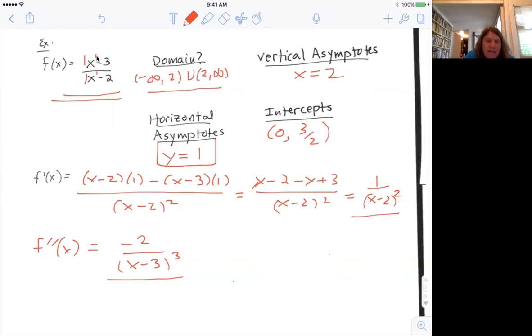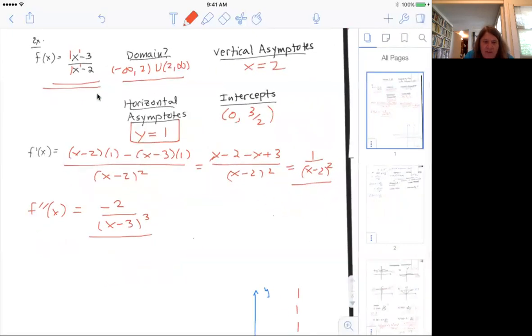Finally, if you have a power in the denominator that's higher than the power in the numerator on the highest power term, then you'll have a horizontal asymptote of y equals 0, because the bottom with a higher power is sort of overpowering the numerator, and the fraction is really getting smaller and smaller. Okay.